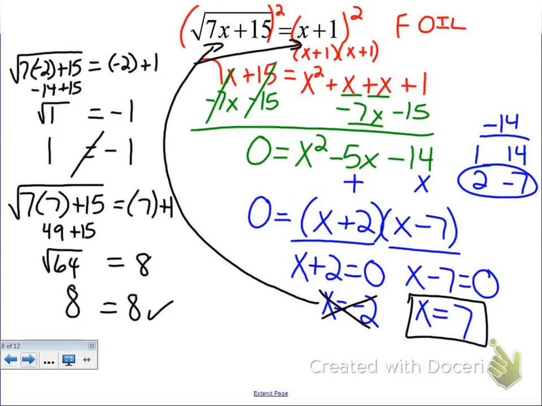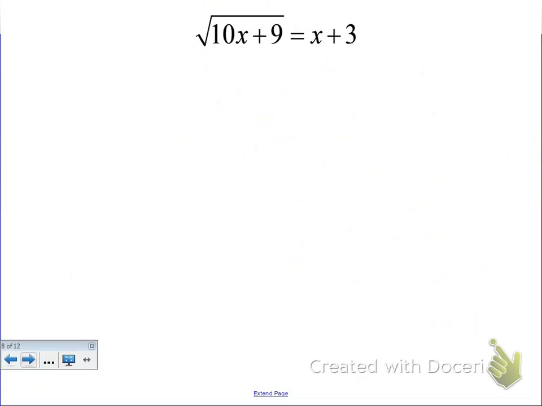Now, you can have problems where both of the answers work. So give this one a try. The square root of 10x plus 9 equals x plus 3. This one's a little funkified, but you can get the answer. I have faith in you. So hit pause and give it a try.